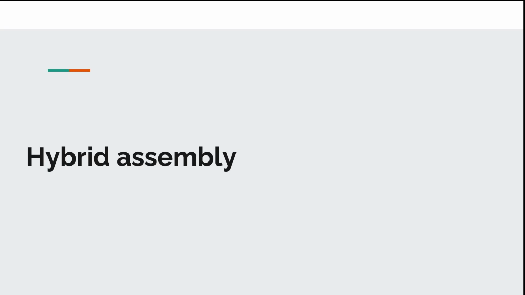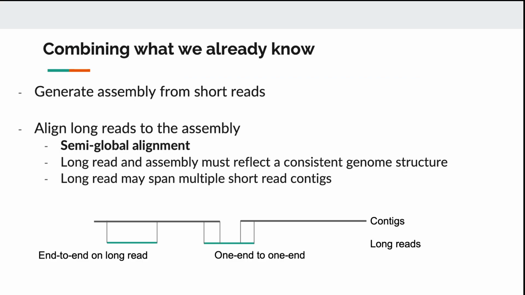The general consensus from the literature is that we believe the short read first. We generate assembly from the short read first, which might not be completely accurate. It might miss some structural variant because it's from short read, but the sequence is going to be very accurate.